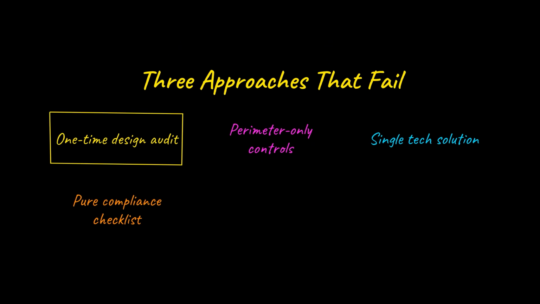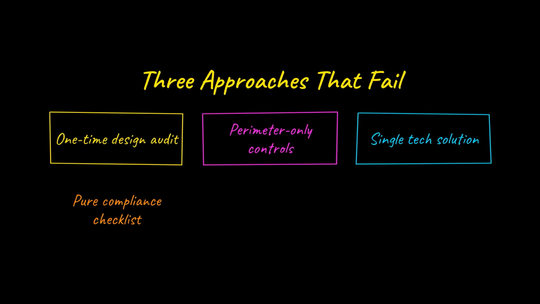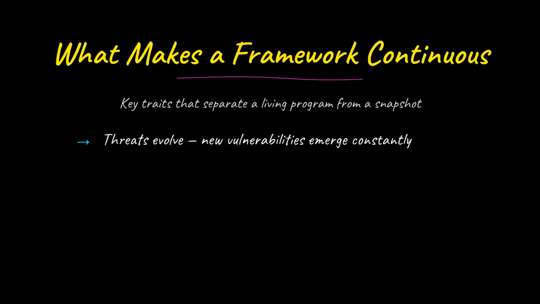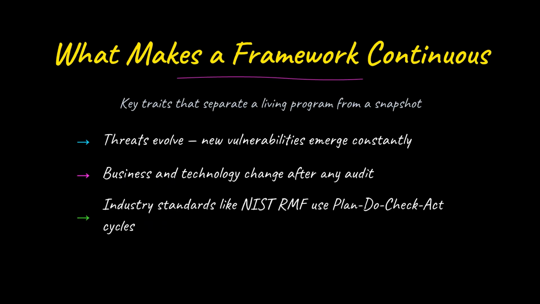Exam writers specifically test 3 failing alternatives: treating security as a one-time activity at system design, focusing only on perimeter controls while ignoring internal threats, and relying on a single technology product that cannot cover governance and process gaps. Industry frameworks like the NIST Risk Management Framework and ISO Information Security Management Standards both enforce cyclical implementation using plan, do, check, and act stages. This structure ensures that lessons learned from incidents and audits are always carried forward.